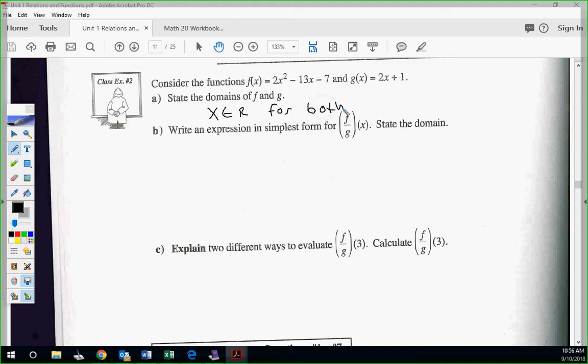But now, when we do the f over g, we now have a restriction. That's what they're just trying to get you to point out. So we have g, 2x plus 1. So what is my restriction now?